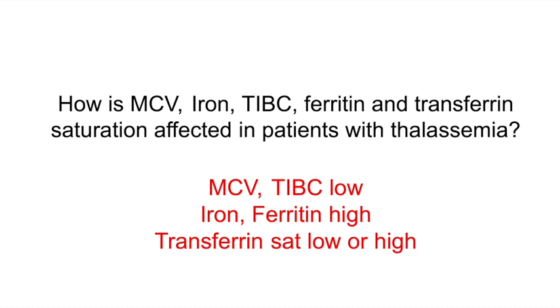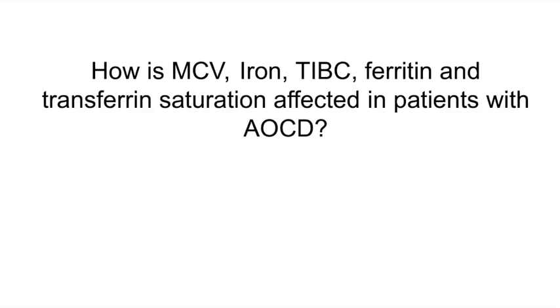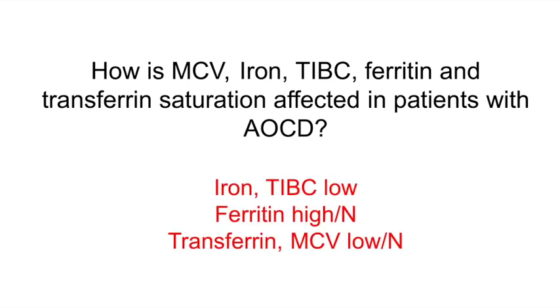How are MCV, iron, TIBC, ferritin, and transferrin saturation affected in patients with anemia of chronic disease? Iron and TIBC are low. Ferritin is high or normal. Transferrin saturation and MCV are low or normal.